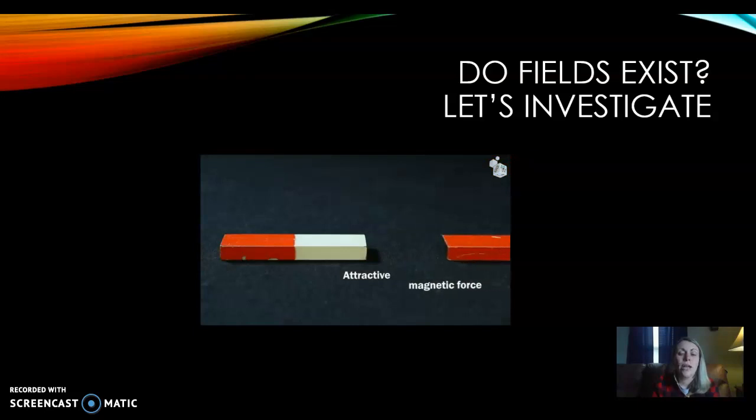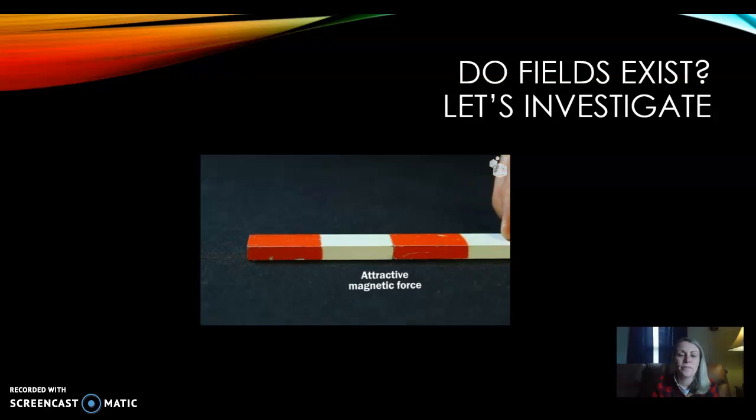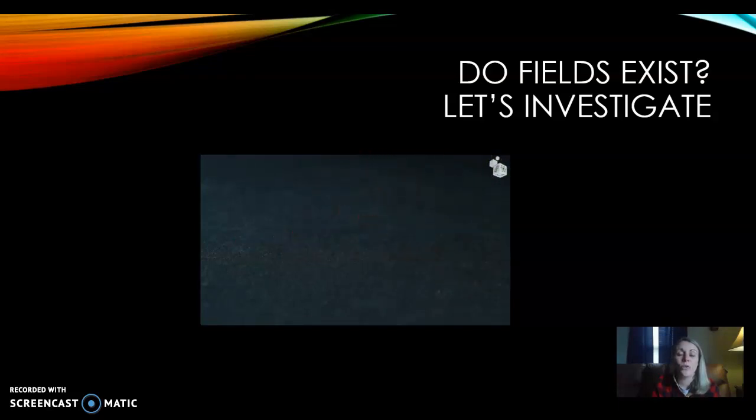Now we have our attractive magnetic force. You can see that different poles are together here and they attracted just like magic. This person did not have to push one magnet toward the other, they just attracted to each other.